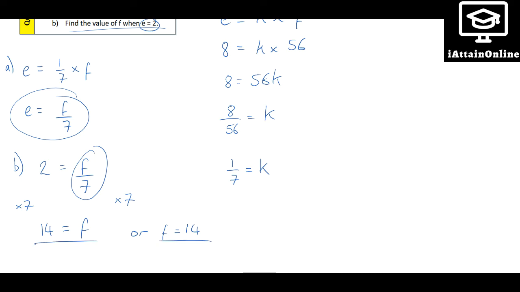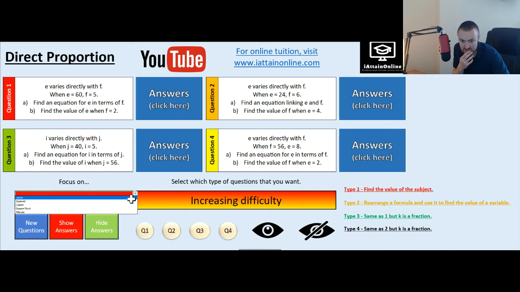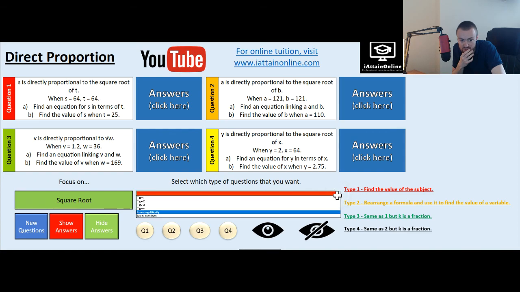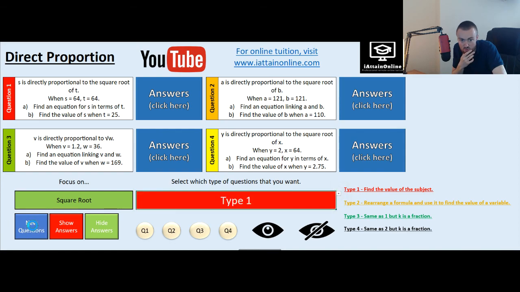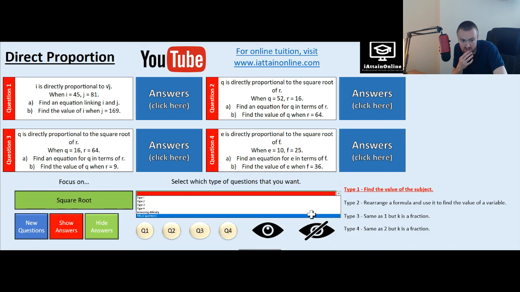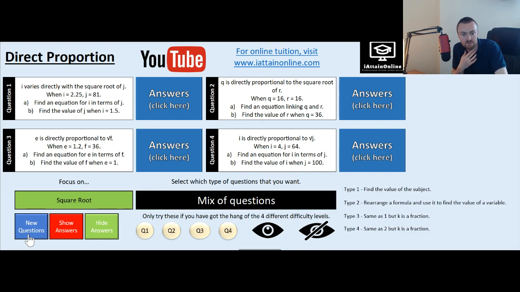Okay, 4 examples. I do have to start another question generator. I have only gone through the linear examples. You can make these more difficult by including squared, cubed, and square roots as well. At the minute it's set to increasing difficulty, but you can get all of one particular type. So the first type of example, or the second or the third. And once you've done all of those, you can do a mix of all the questions, and that's good practice because it really practices all the skills from this topic.